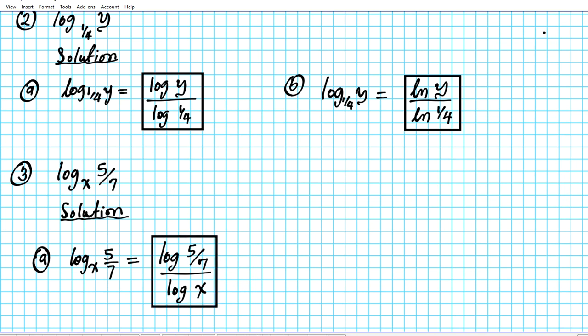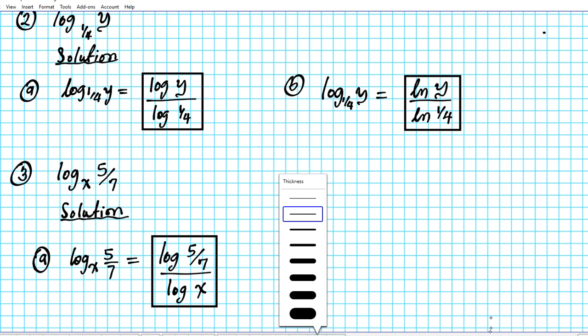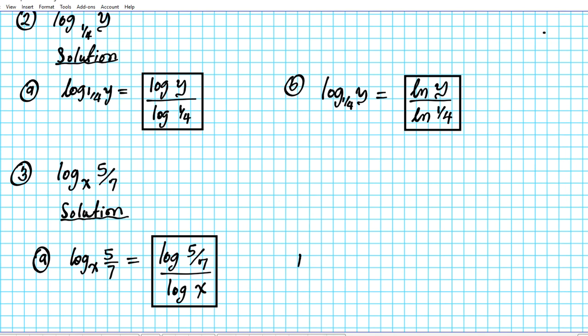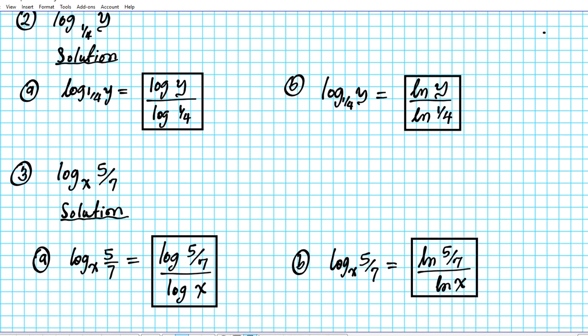How about natural log? For natural logs, follow the same procedure. Part B, we have log base x of 5 over 7 as a ratio of natural logs. You have the natural logarithm of the logarithmic argument 5 over 7 divided by the natural log of the base, which is simply x. And that, ladies and gentlemen, is your final answer.